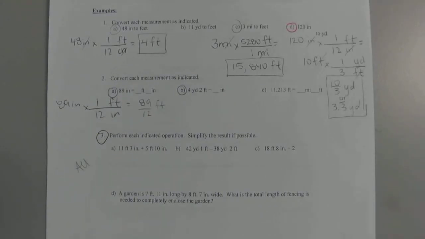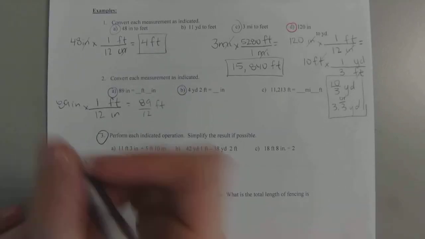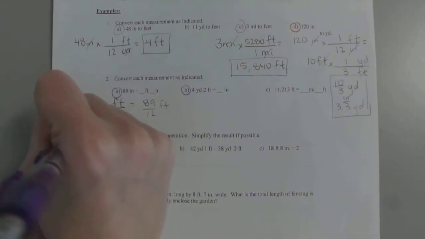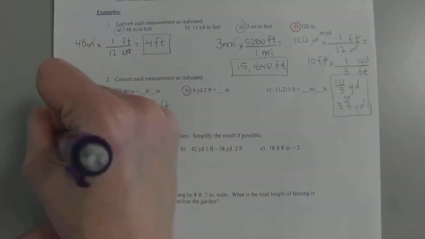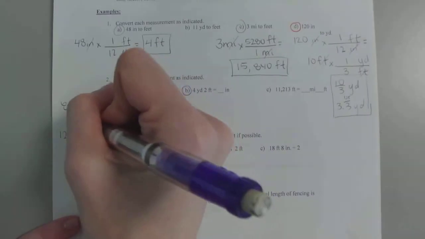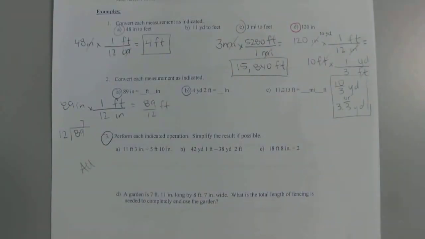We have 89 over 12 feet, right? But my math lab doesn't want that. So what we have to do is long division. How many times does 12 go into 89 evenly? We already know, it was 7, right? So over here, we're just going to do long division. The remainder will just be our inches, all right? So how many times did 12 go into 89?